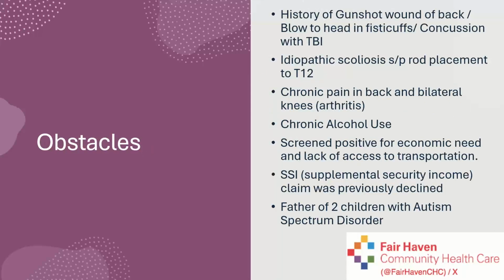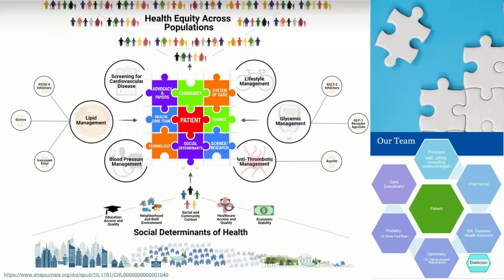And there's a lot of obstacles for this patient. History of gunshot wound to the back, blow to the head in fisticuffs, concussion with traumatic brain injury, idiopathic scoliosis with a rod replacement, chronic pain in the back and bilateral knees, chronic alcohol use, screening positive for economic need and lack of access to transportation. So supplemental security income claim previously declined, and also a father of 2 children with autism spectrum disorder. So putting all that together is quite a puzzle here, and you have to think, where do we start?